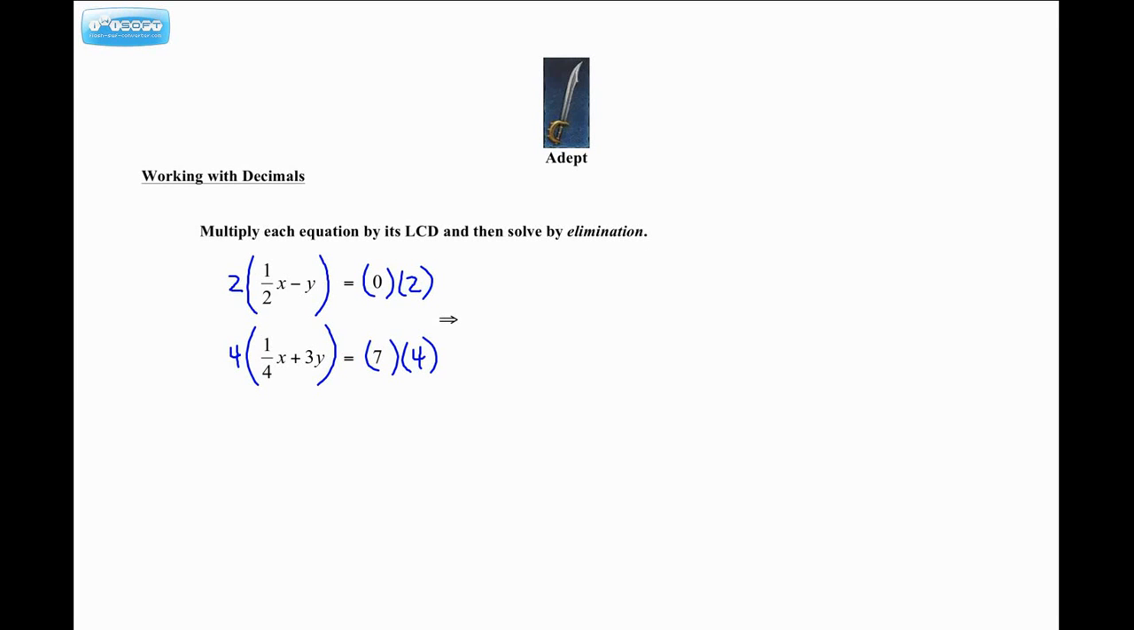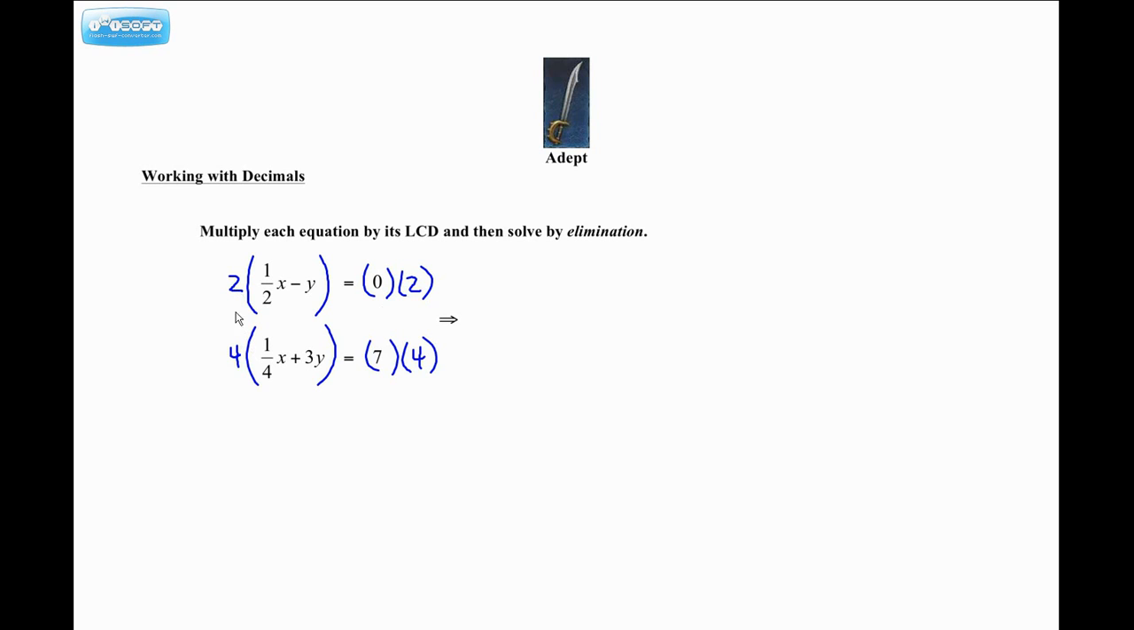Right, in this video for Chapter 9, Section 3, for Adept, we're going to see what happens when we attempt to solve a system of equations where some of the coefficients are written as a decimal as opposed to a fraction. So in the first example, it says multiply each equation by its lowest common denominator and then solve by elimination. So I'm going to solve this first using the method that you're already familiar with.